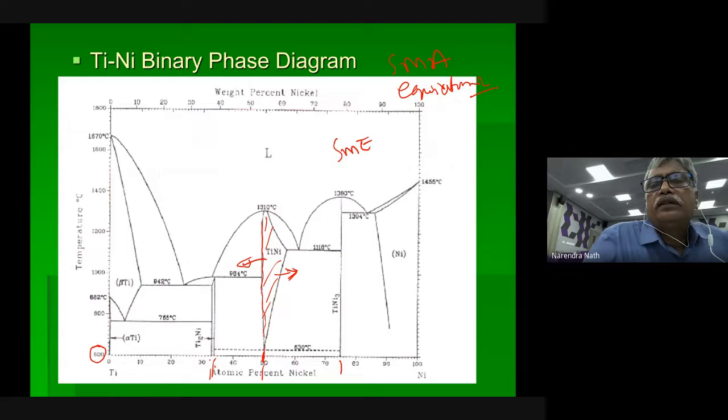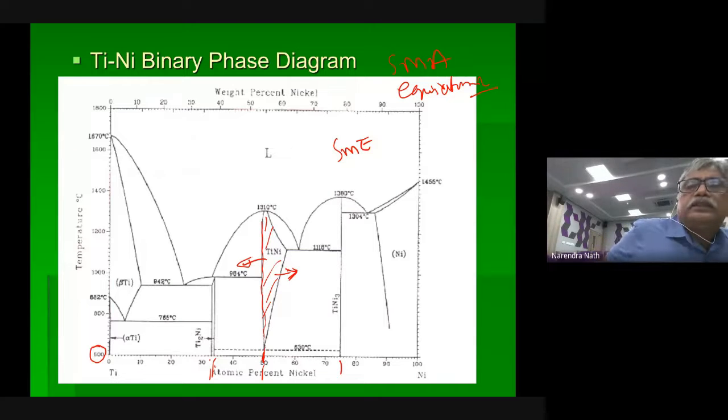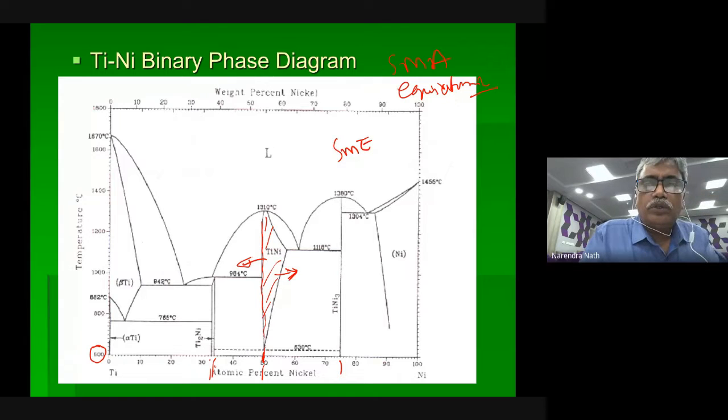Without the shape memory effect, you cannot call it a nickel-titanium shape memory alloy. So that is the reason you have to work within this zone, if it is binary.